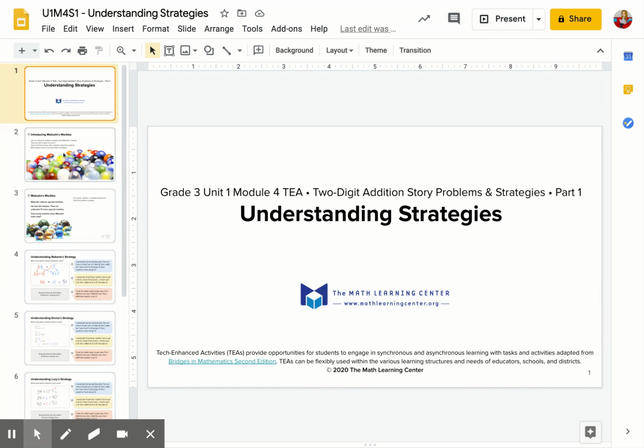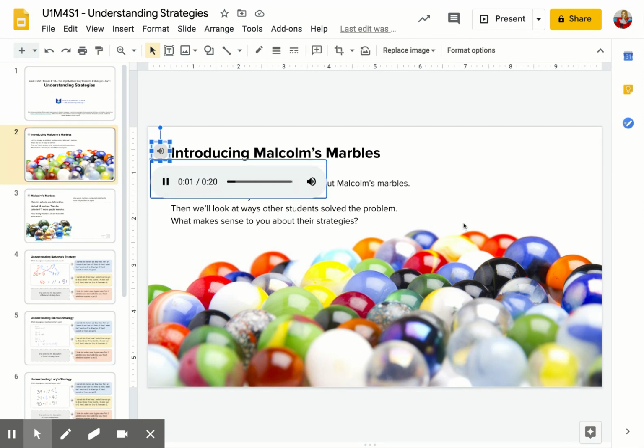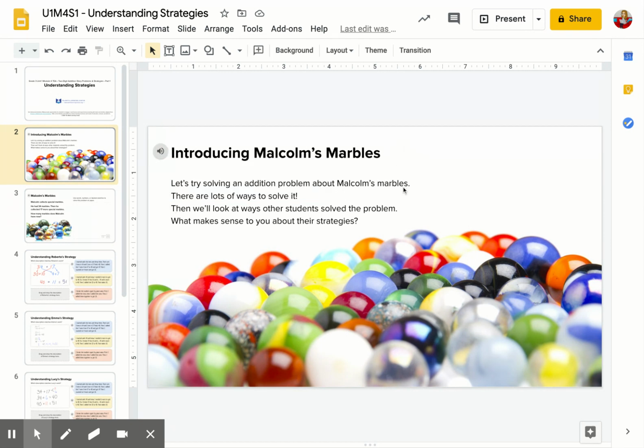So the first thing that you're going to notice in your slide deck is that there's this little speaker symbol, and when you click on that, you can hear the instructions. Introducing Malcolm's marbles. All right, so that's going to say exactly what this says. So you can go ahead and read that. We're going to do a couple of problems about Malcolm's marbles. First, you are going to work on the problem yourself.